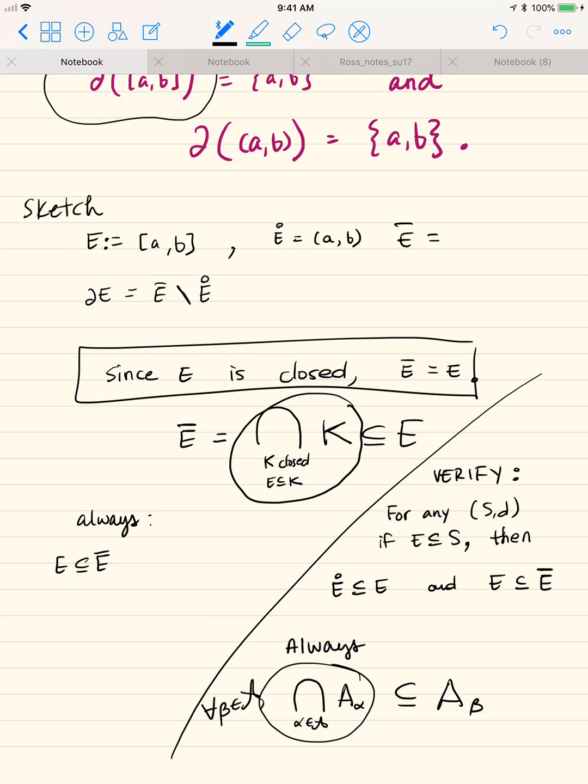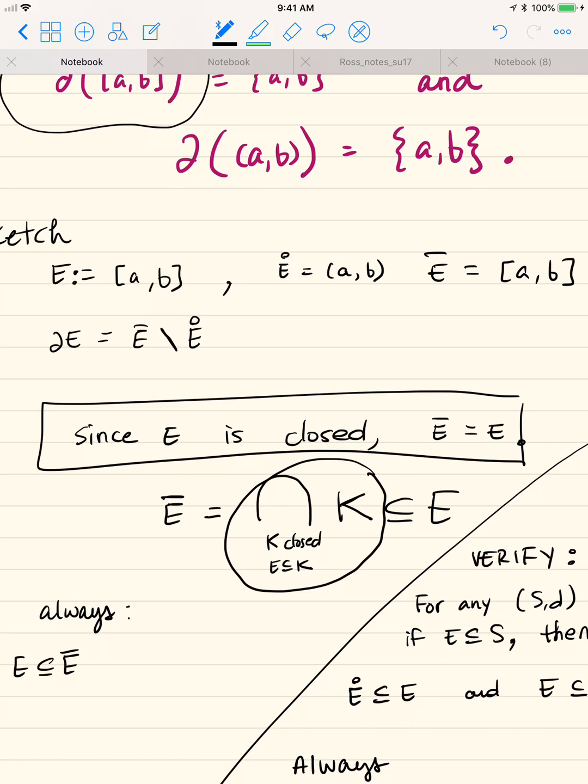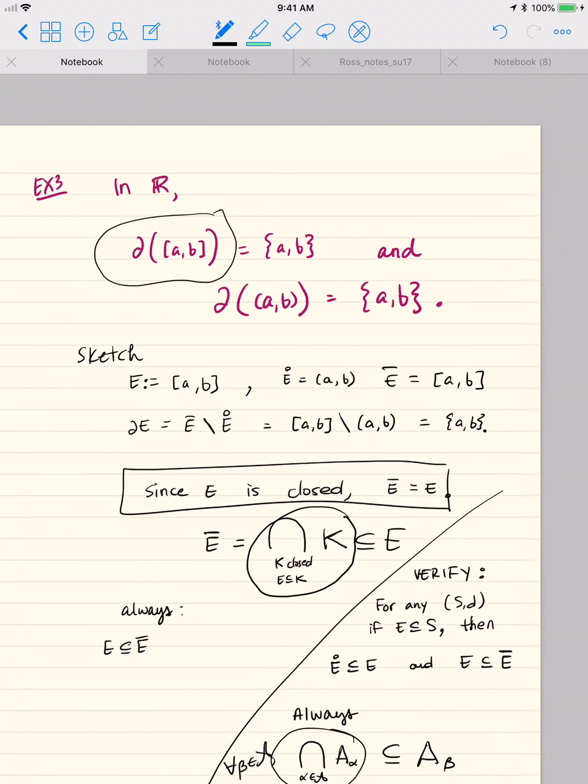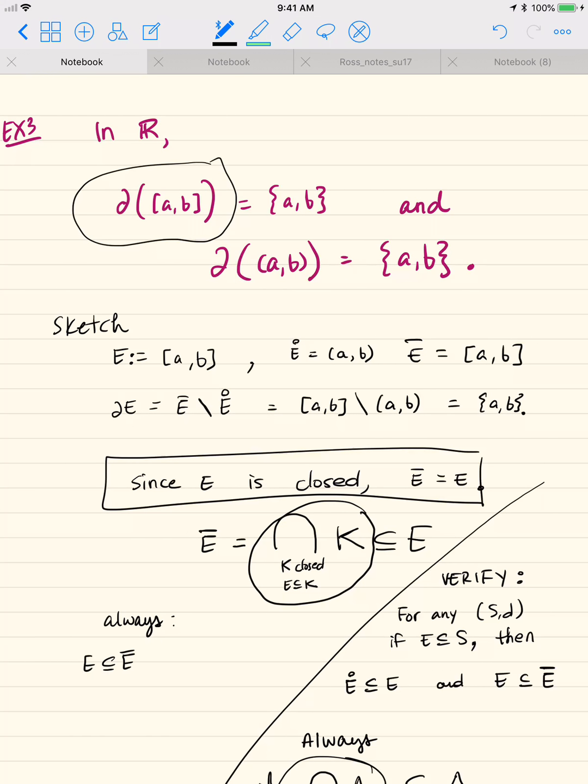All right. So if we know that E is equal to its closure, now the boundary is just going to be the points in the closure of E that aren't in the interior of E, and that is going to be the points A and B. Okay.